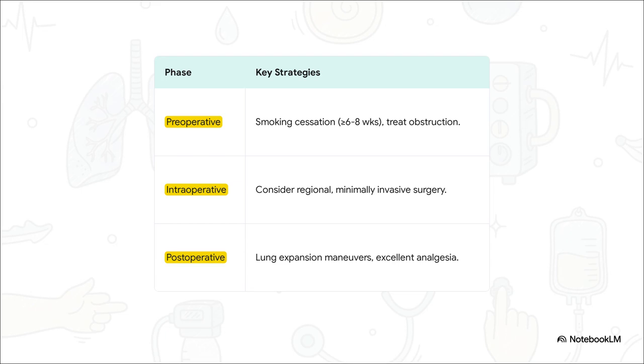The single biggest thing we can do preoperatively is to get them to stop smoking, and ideally for at least 6 to 8 weeks. That's long enough to reduce their sputum and let their cilia start working again. Of course, we also need to get them on the best possible inhaler therapy and clear up any infection. Intraoperatively, if you can do the case under regional anesthesia, that's a massive win. It avoids all the problems of a general anesthetic and airway instrumentation.